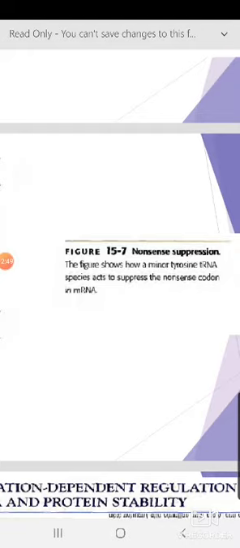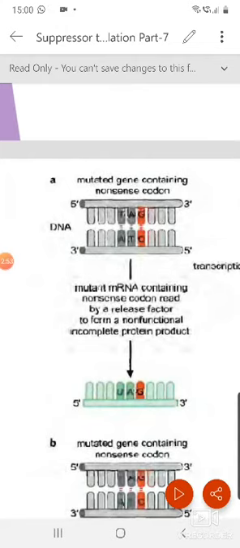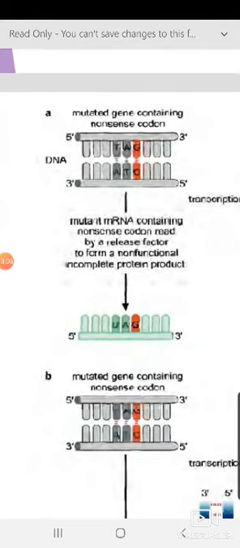Now what will happen in that case? Now see this left hand side, what we are talking about. This is a mutated gene containing a nonsense codon. So this is DNA 5', 3', 3', 5'. So because of that we are getting an mRNA. This is DNA, that's why TAG. If it comes as RNA, T will be read as U, so UAG. So UAG is a stop codon. Because of a mutation here we are getting one UAG in the mRNA, so there will be no amino acid and no protein against that.